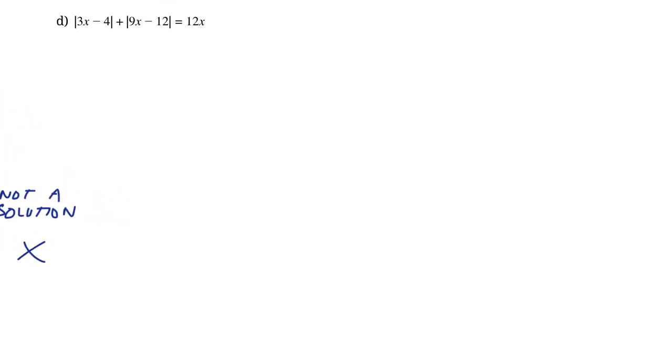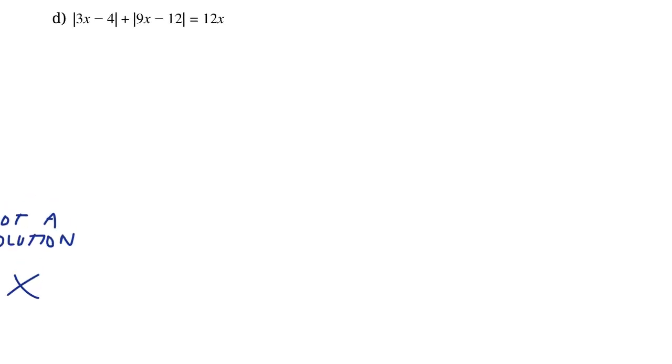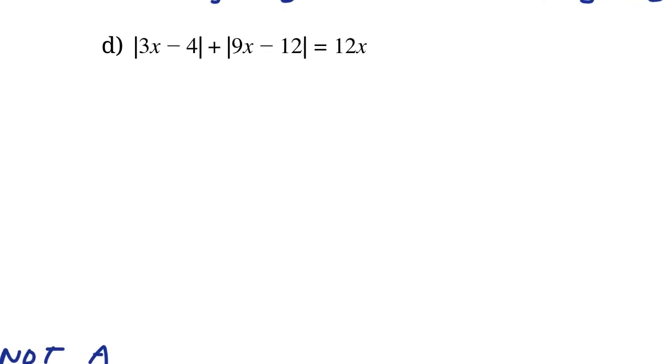Okay, D. Let's see if we can answer this one. We have two separate absolute value functions here, a little bit more complicated, right? But if you look closely, it's actually not too different because 3x minus 4 and 9x minus 2 actually share something in common. Can you see it? Can we factor something out of that second one?